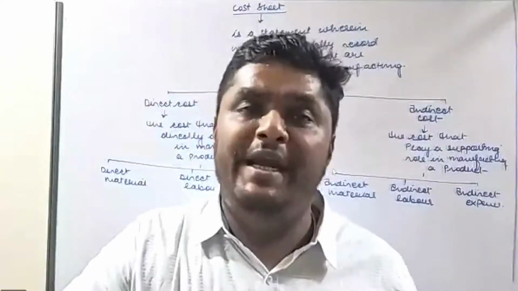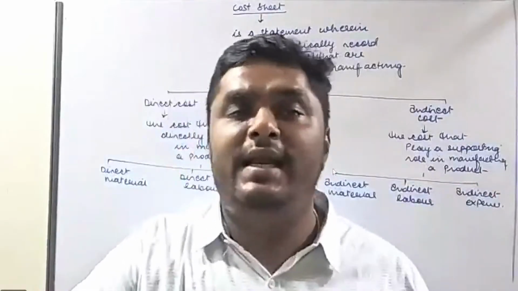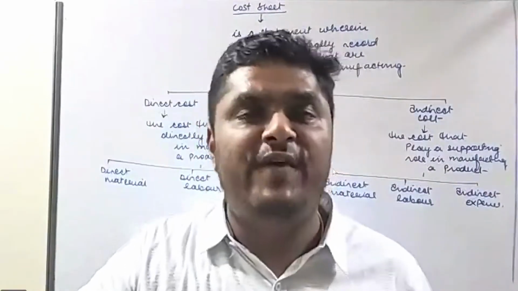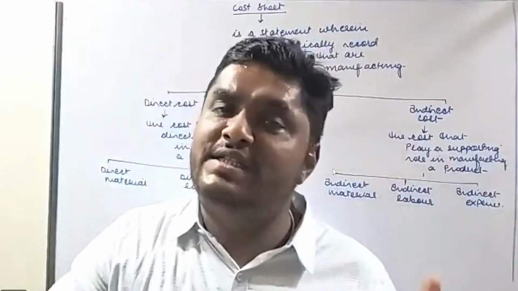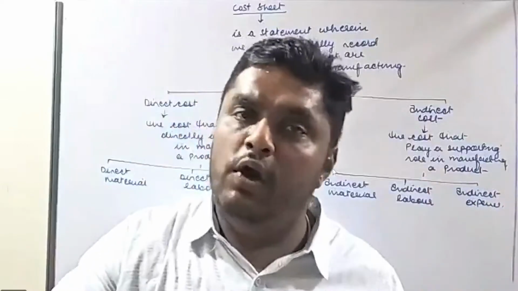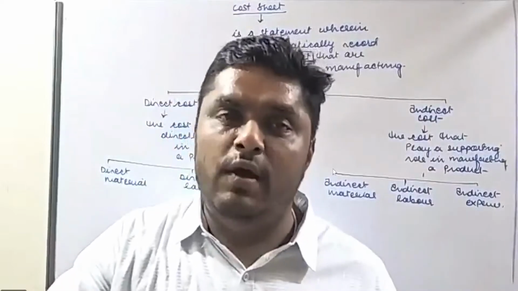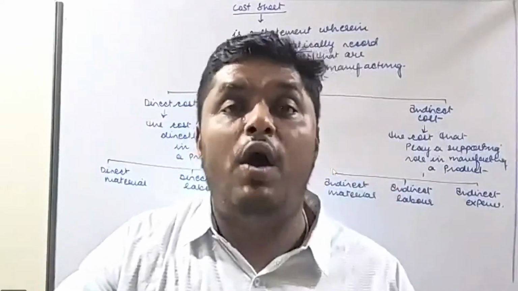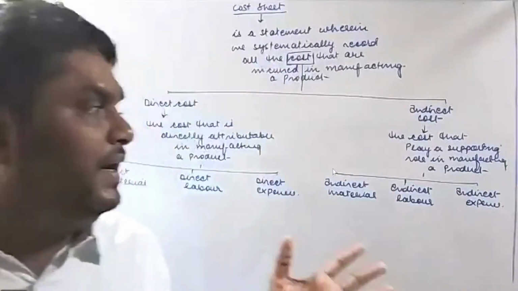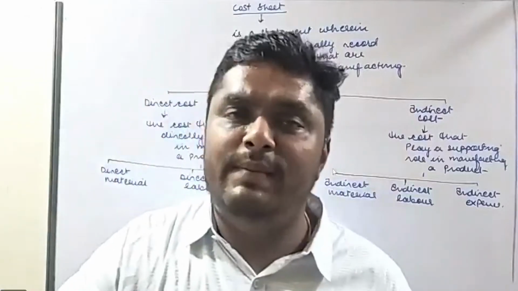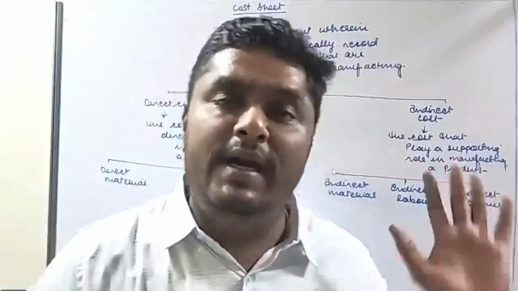So I repeat again, guys, we are starting with this chapter, cost sheet. Cost sheet is a statement wherein we systematically record all the costs that are incurred in relation to manufacture of a product. Cost can be classified in two parts, direct cost and indirect cost. The cost that is directly attributable in manufacturing a product is direct cost, and the cost that plays a supporting role in manufacturing a product is indirect cost. Direct costs can be classified into direct material, direct labor, and direct expenses. Indirect cost also: indirect material, indirect labor, indirect expenses.